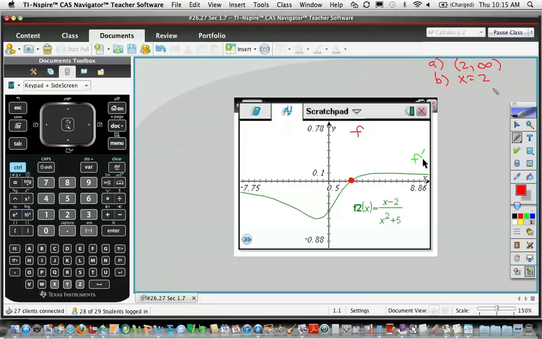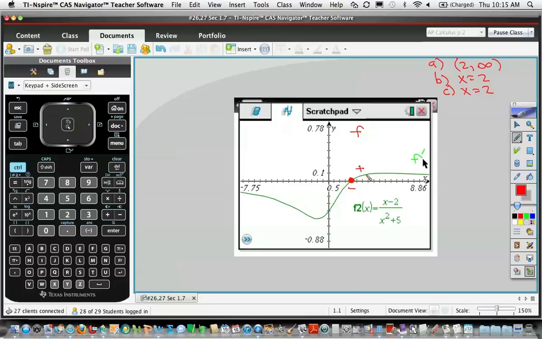Okay? Where does f have local minimums? That's the one. It goes from negative to positive. Well, that's nice. Okay, that's a local minimum.